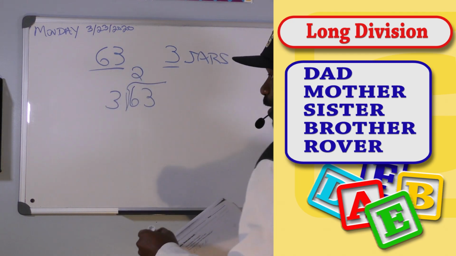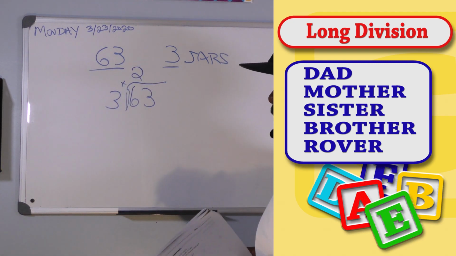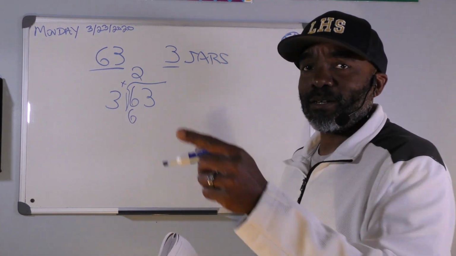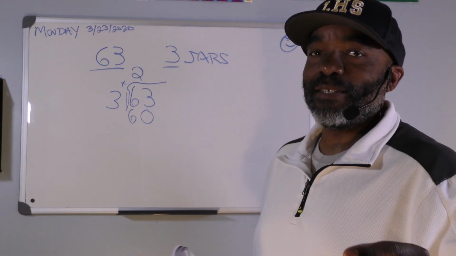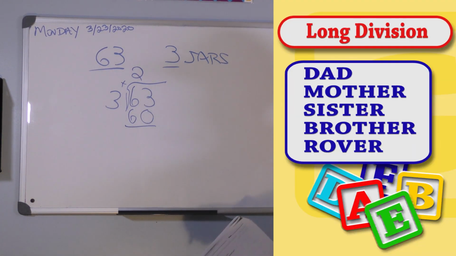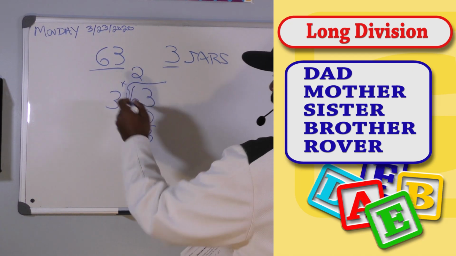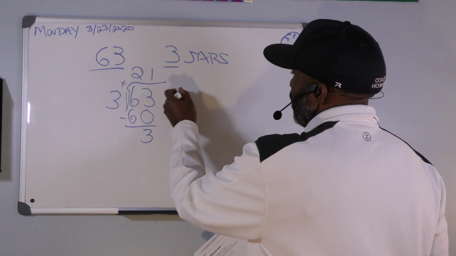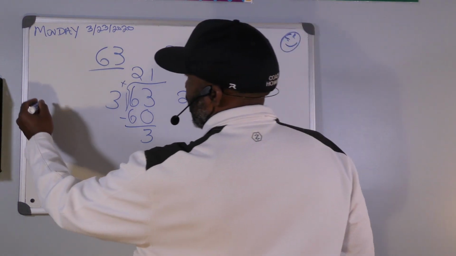So again, we get to the mom phase of it. And mom does what? She multiplies. 2 times 3 equals 6. And then we're going to do what? We bring that 0 in. Why do we bring in the 0? We bring the 0 in because we're talking about the 10 spot. And now we subtract. Sister subtracts. That's going to be 3. And how many times does 3 go into 3? 3 goes into 3 1 time. So the answer is 21. The answer is 21.